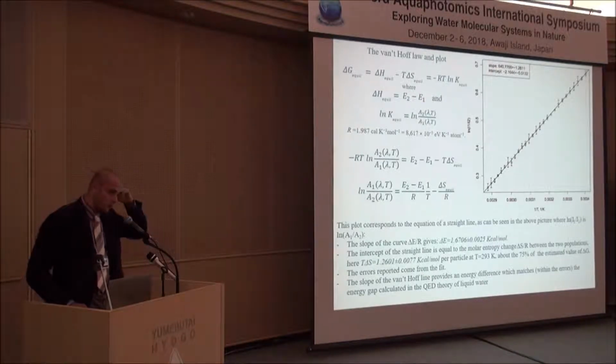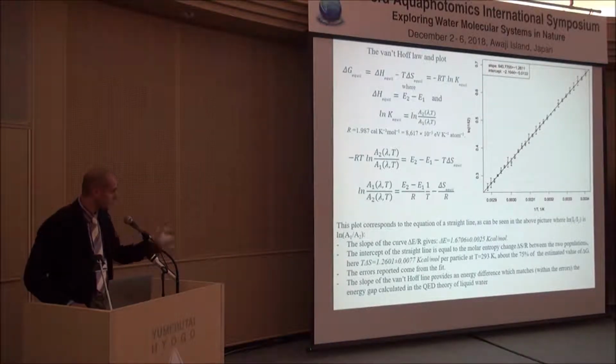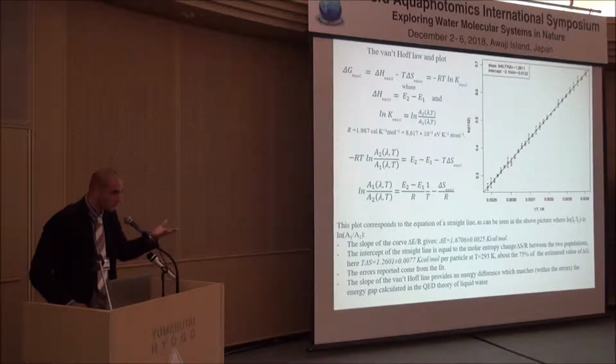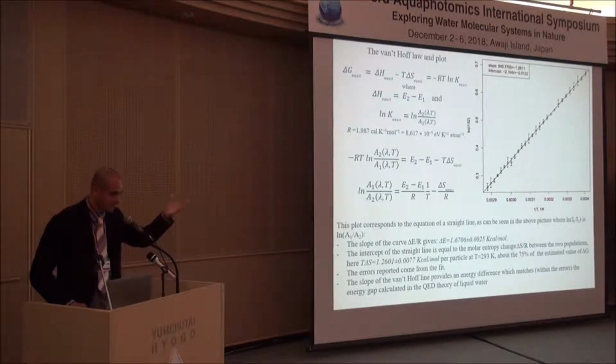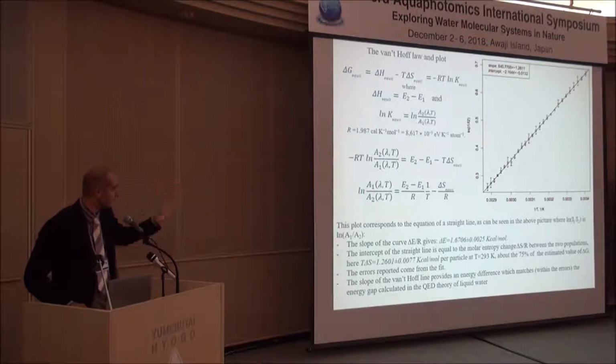Van 't Hoff law is very commonly used in chemistry. It tells us that the free energy of the system depends on the logarithm of the equilibrium constant. The equilibrium constant, depending on which system we are dealing with, can be expressed as the ratio of concentrations, the ratio of partial pressures. In this case, we utilize the spectral intensities that are represented by the area.